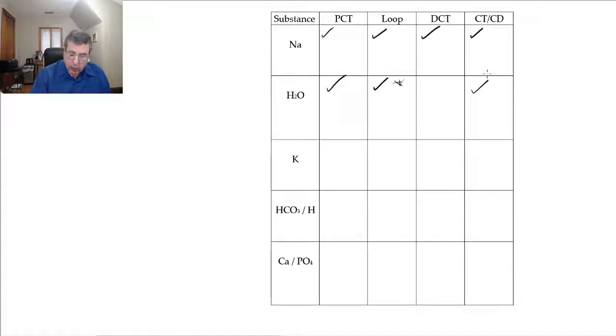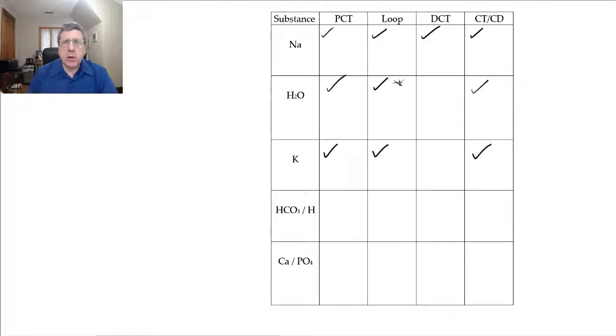Potassium is going to be within the proximal convoluted tubule. It's going to be part of the loop as well as the collecting tubules and ducts, okay? We're going to do the bicarbonate and calcium and stuff a little bit later on. So the next thing I want to do is look at sodium a little bit more specifically, so we can focus in on this one.